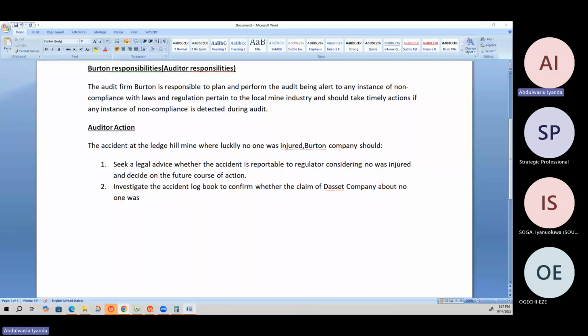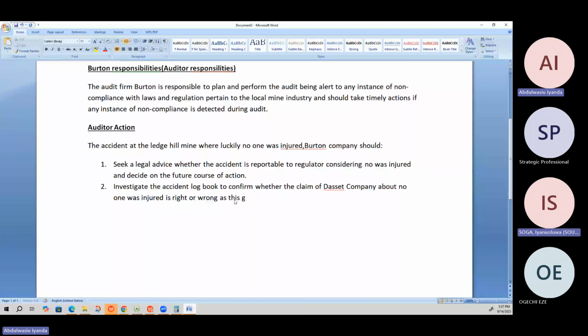So I can say now, investigate the logbook to confirm whether the claim about no one being injured is right or wrong. Please, if you want to say anything, please help me as well.